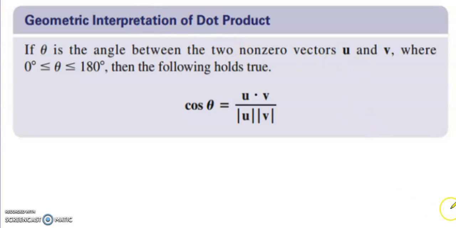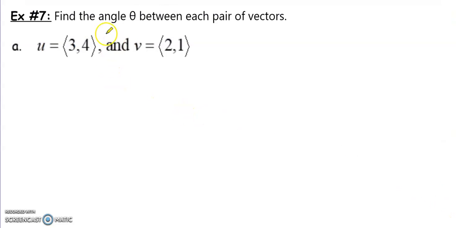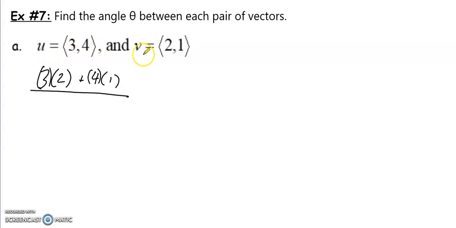So how the geometric interpretation of our dot product is going to look is like this. Let's find the angle theta between this pair of vectors. So we have one vector at <3, 4> and another vector <2, 1>. And if you don't remember, right above here, we said we are going to do u dot v. So that's going to be 3 times 2 plus 4 times 1. I like putting them all in front of me. All over magnitude of u times the magnitude of v.